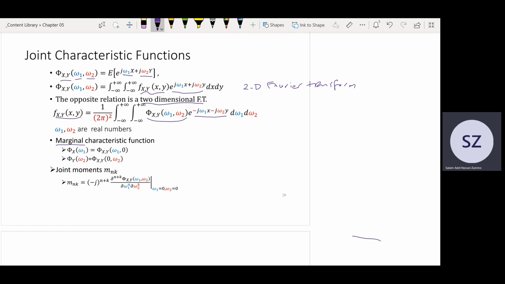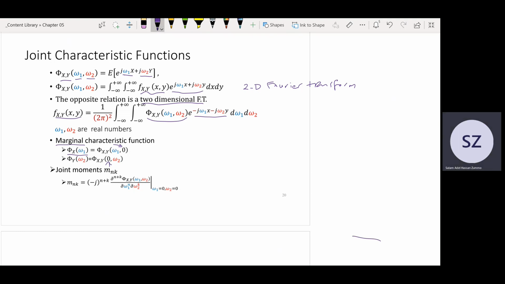Now we define the marginal characteristic function when we put 0. So for the characteristic function of x, we put omega 2 as 0. If omega 2 is 0, you end up with this exponent being 0. So basically you have the expected value of e to the j omega 1 x, which by definition is the characteristic function of x. Similarly, for y, if you put omega 1 as 0, you will get its characteristic function.